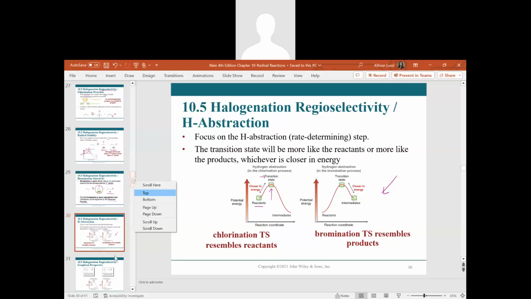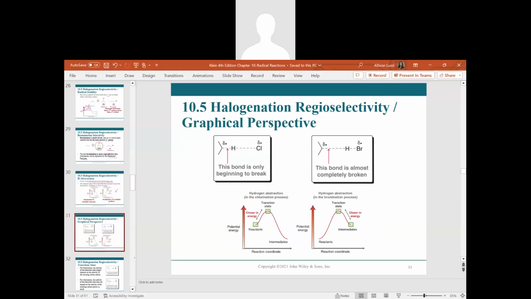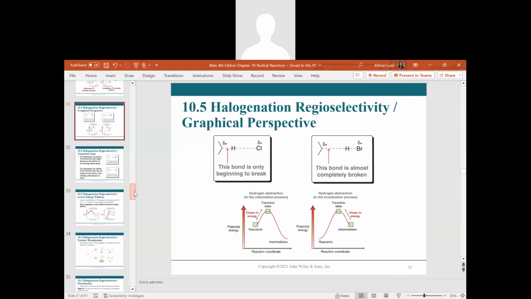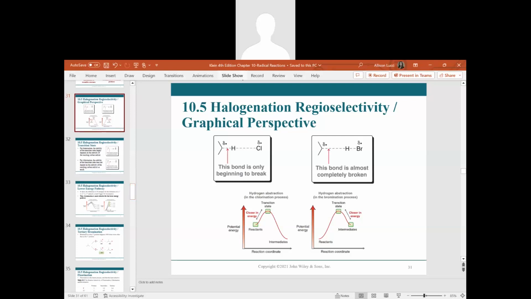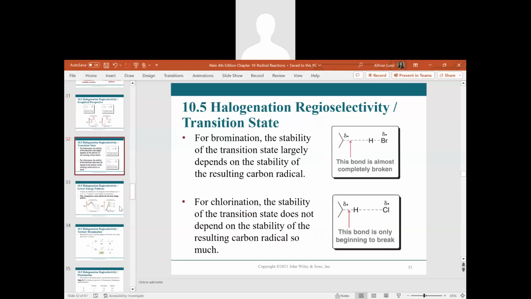So we'll jump to the next slide here. This specifically was the rate determining step, though, you should note, as our hydrogen abstraction shown here. And this representation, you really don't need to know the details too much about, but again, this is showing the difference in rates and regioselectivity of chlorination versus bromination. Let's go to our next slide here. Again, it's really the stability of the transition state that factors into our final product.